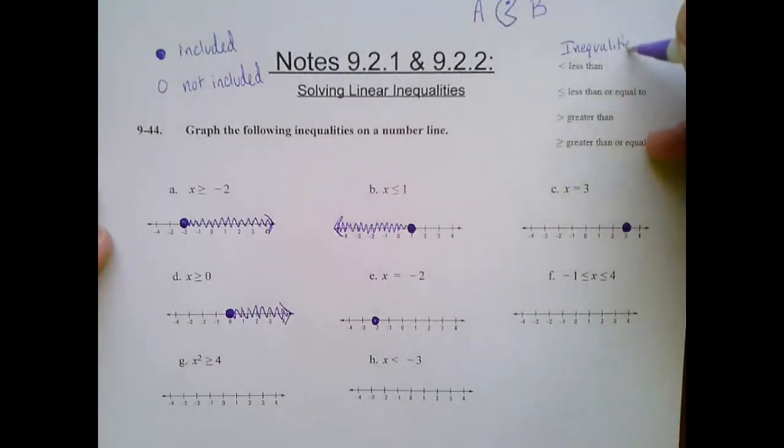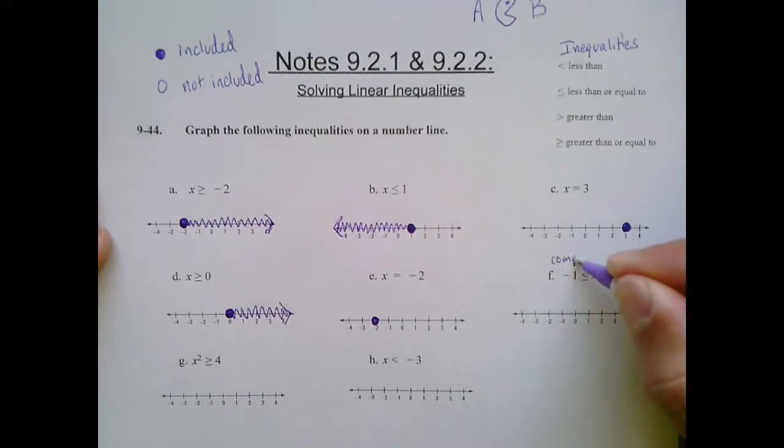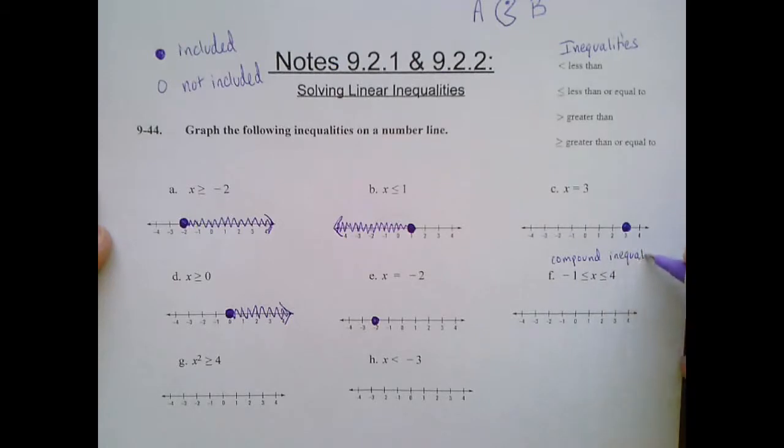We know equals is just one value, where inequalities are lots of values. So now here we have something interesting in F. This is what's called a compound inequality. Why it's called compound is because compound usually means more than 1, usually means 2. So here we have 2 inequalities.